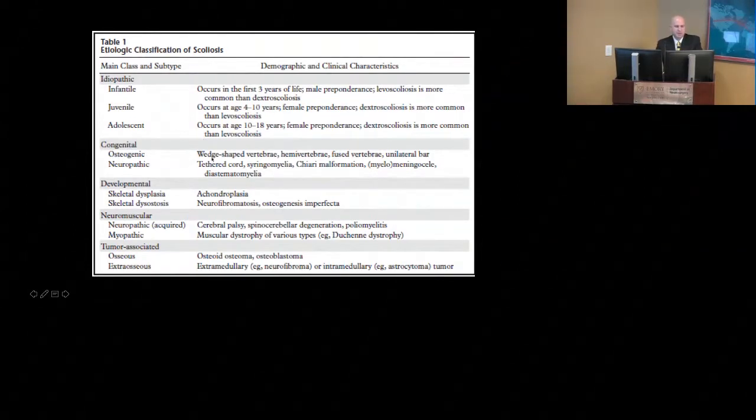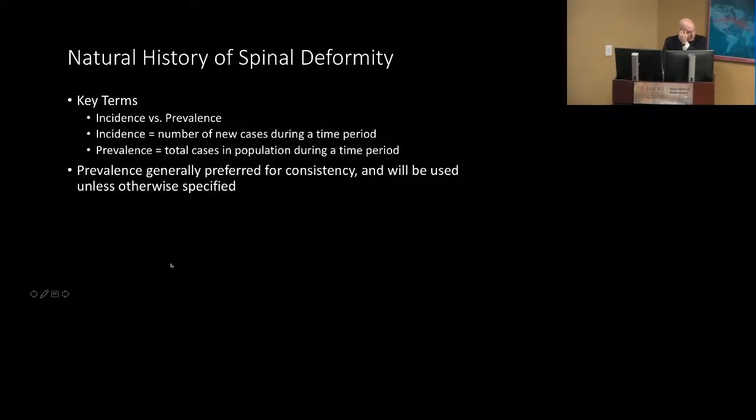Like we just reviewed, the 3 different types of idiopathic: infantile, juvenile, and adolescent. Congenital forms, specifically osteogenic, can be hemivertebrae or a wedge-shaped vertebra, or fused vertebrae. Neuropathic, which we see commonly in TREAT, includes tethered cord, syringomyelia, Chiari malformations, diastematomyelia. We've done quite a few operations at Scottish Rite on achondroplastic dwarfs who present with scoliosis. Neurofibromatosis can be a cause as well. And then you've got all of the neuromuscular and tumor-associated causes. Part of the reason why we do the workup that we do, which we'll review in just a second.